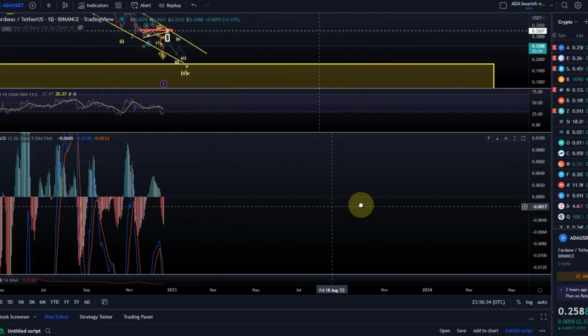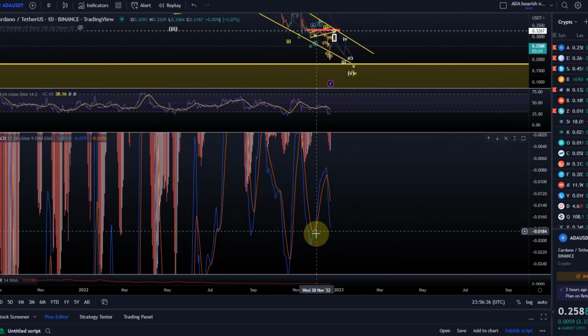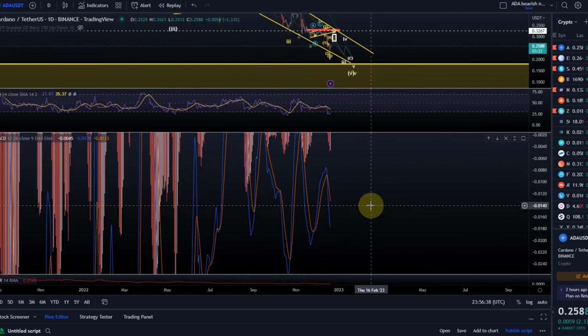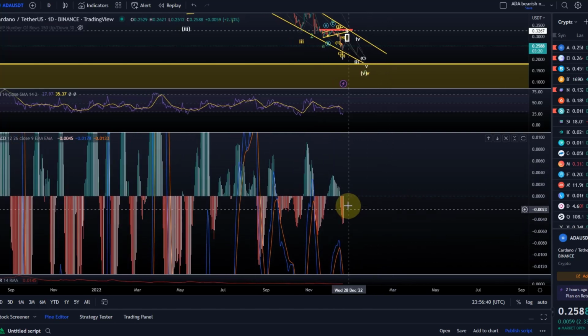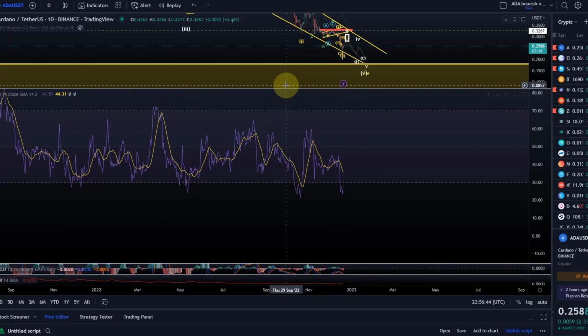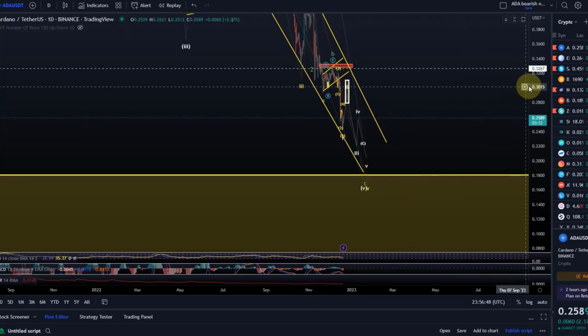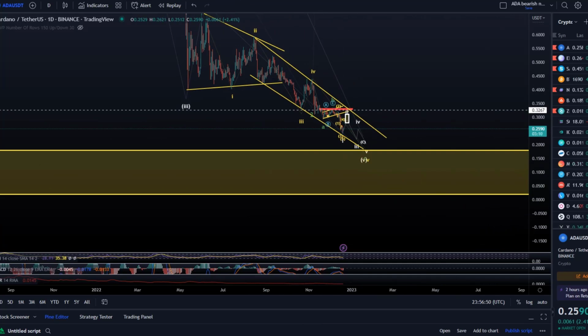The MACD is also showing us a bullish divergence down here. So we could see finally some upside here in this wave 2 to the upside, but again, it would most likely only be corrective upside, nothing impulsive yet. And that's my update about ADA.